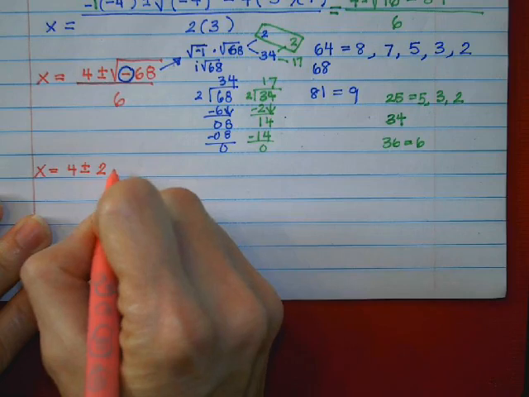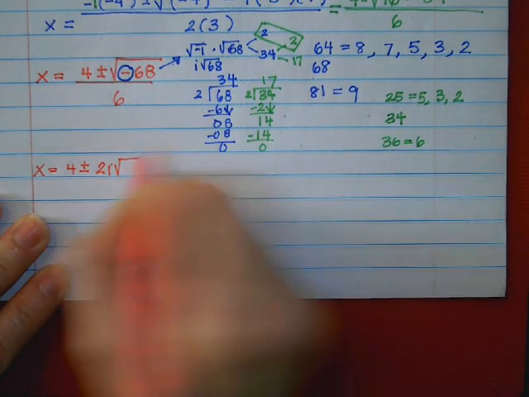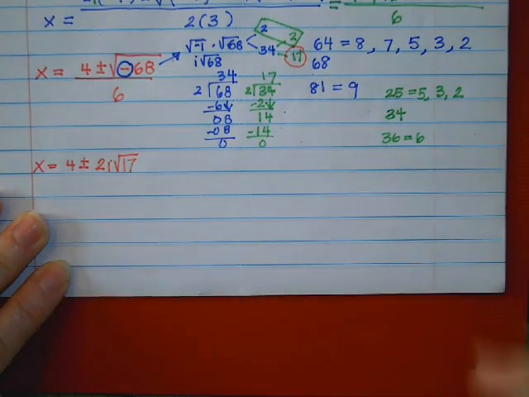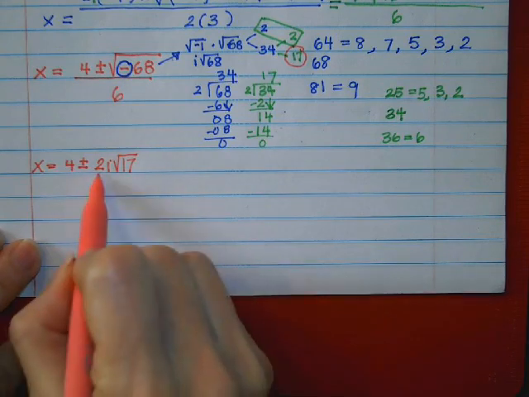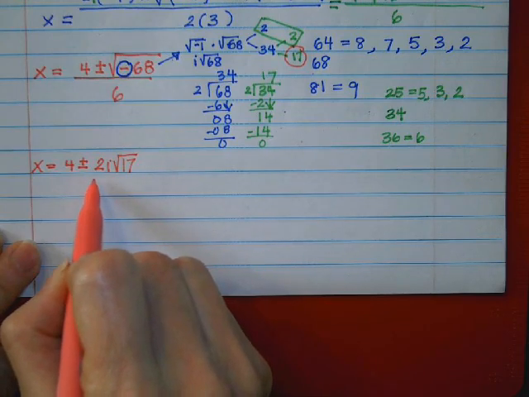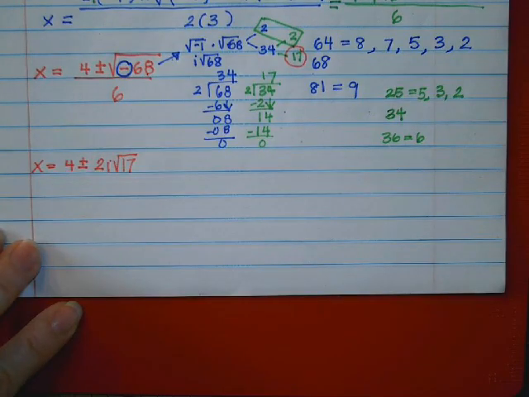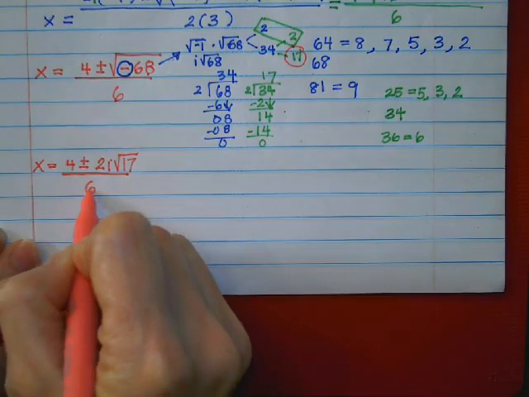So then we've got our i for our imaginary value, and then the square root of our leftover piece, which is 17. And we can check to make sure we have this answer correct by taking the number we pulled on the outside and multiplying it by itself, or squaring it. 2 times 2 is 4, and 4 times 17 is 68. So we know we factored this correctly. So then we'll put this all over 6.